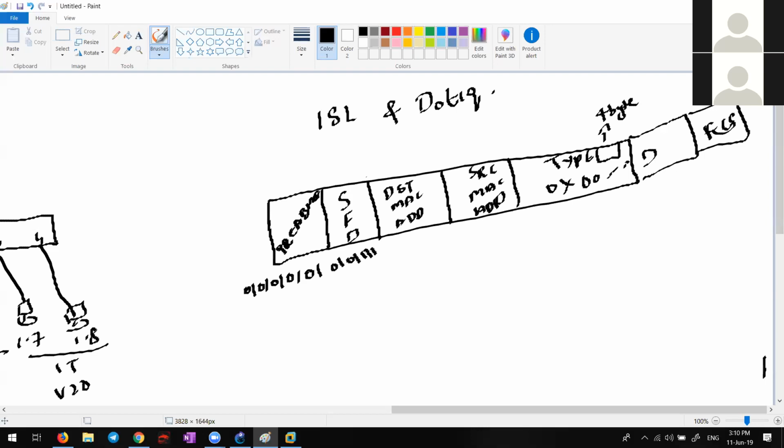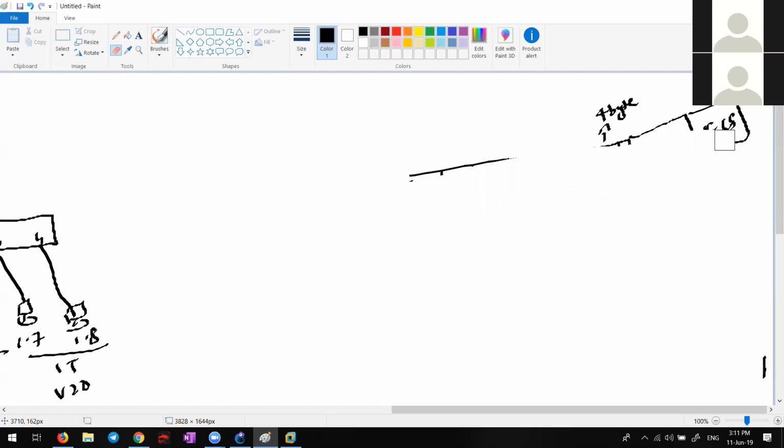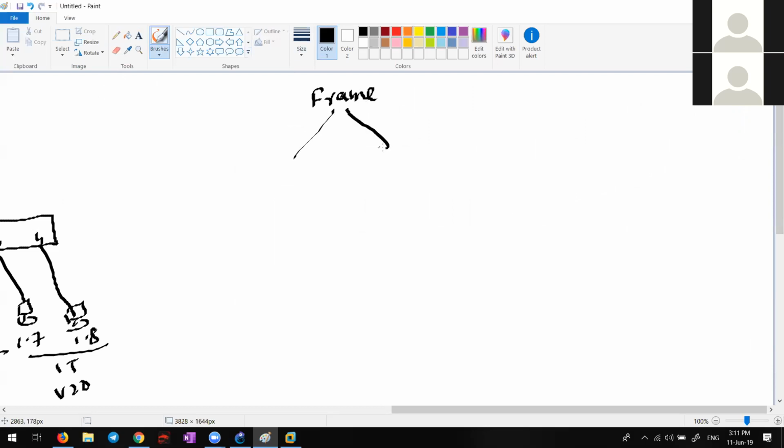I'll show you the frame now. Okay. And this 4-byte value means what, guys? You all drew this, right? I said from the frame, the 4-byte value. How will the 4-byte value be divided?